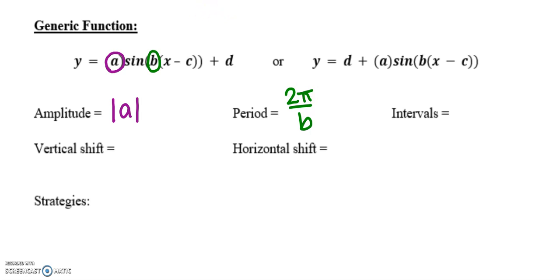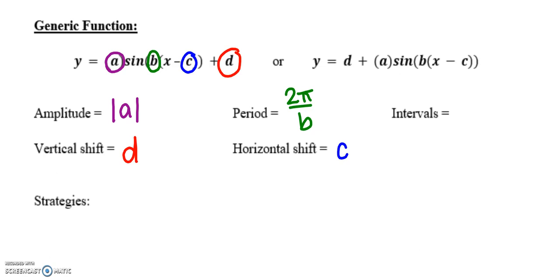The shifts: let's go with the c value first. It is going to be our horizontal shift, right? It's on the inside, so we're going to shift c units. And then our vertical shift will be that letter on the outside. Okay, so we can vertically stretch and shrink. We can horizontally stretch or shrink. We can vertically move this graph up and down. And we can horizontally shift this thing left and right.